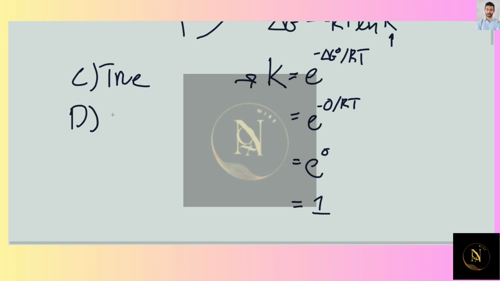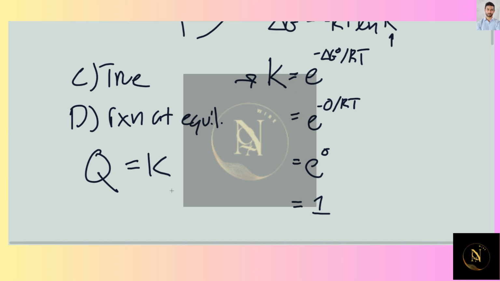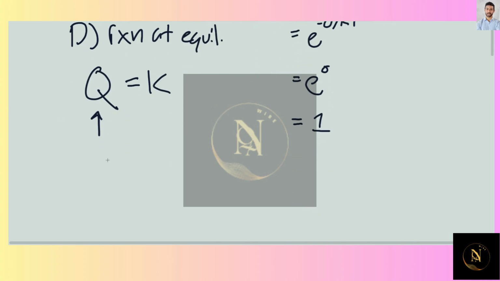D, the reaction is at equilibrium. Well, what determines if a reaction is at equilibrium is whether the reaction quotient Q is equal to K. Then we know the reaction is at equilibrium. But delta G naught doesn't tell us anything about Q, right? So we have no information about Q just because we know delta G naught. We could know K, but Q depends on the reaction in its current state, right?